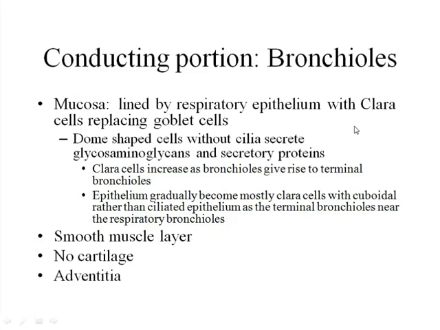The epithelium gradually becomes mostly Clara cells with cuboidal cells rather than ciliated epithelium as the terminal bronchus nears the respiratory bronchi. Already we discussed this thing. The structure of the epithelial layer goes on changing. Slowly the cilia vanish, and are replaced with these Clara cells and cuboidal cells. There lies a smooth muscle layer below the mucosa. You will find there are smooth muscle layers, and the cartilage is absolutely absent, and the adventitia is as it is.